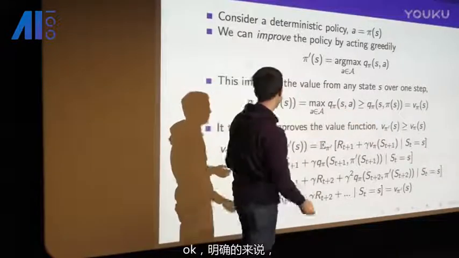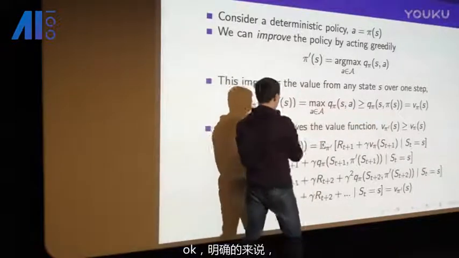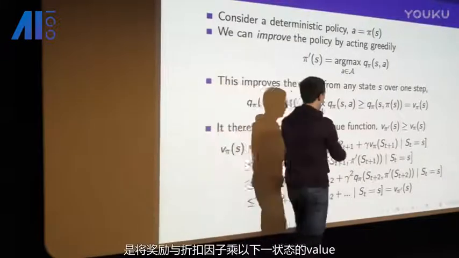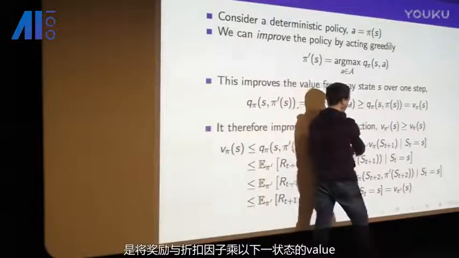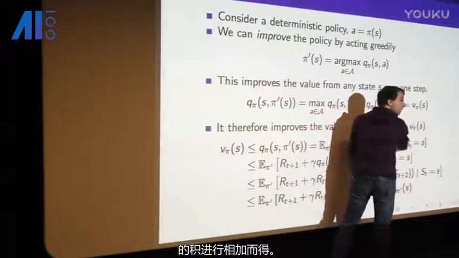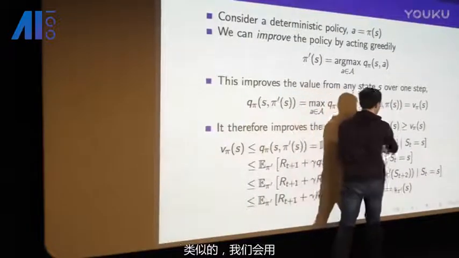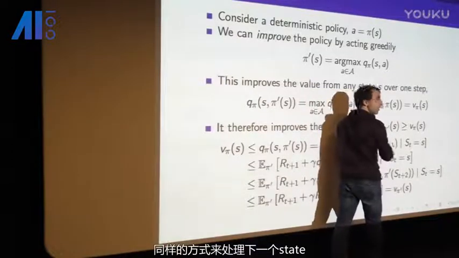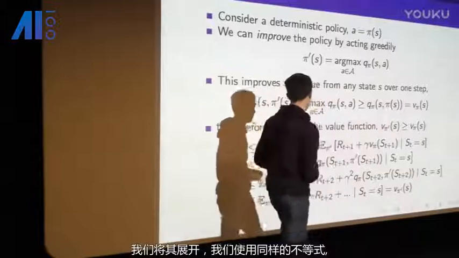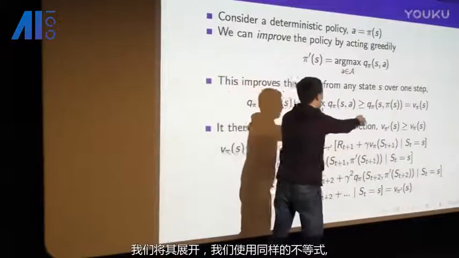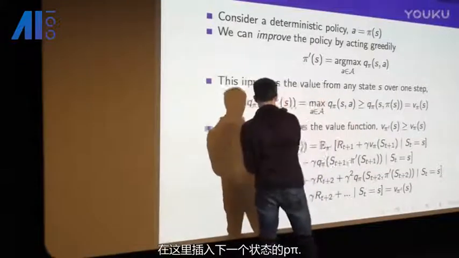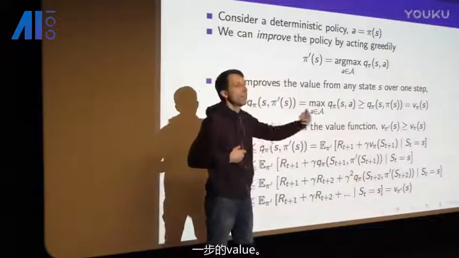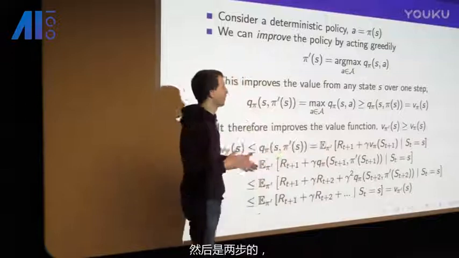Okay? So specifically, we unpick q in terms of the Bellman equation, by saying that the definition of q is the reward plus the discounted value at the next state. And then we apply our same inequality to this v pi at the next state, and we unroll this. That tells us that we're going to get at least as much value for one step, and then for two steps, and so forth.